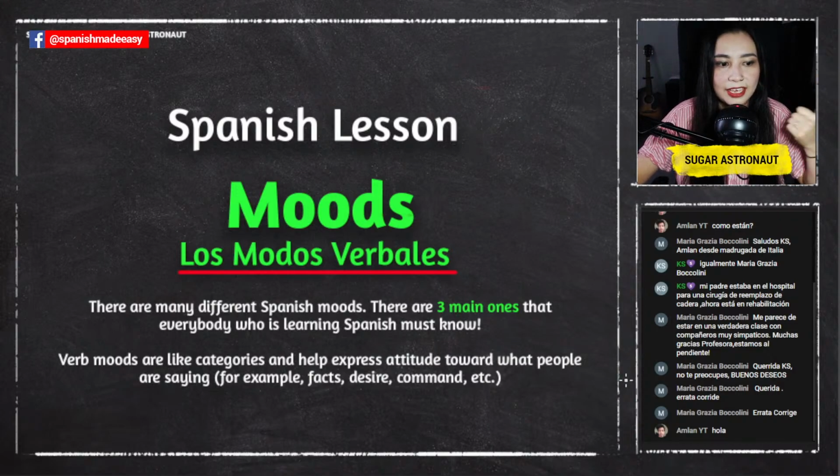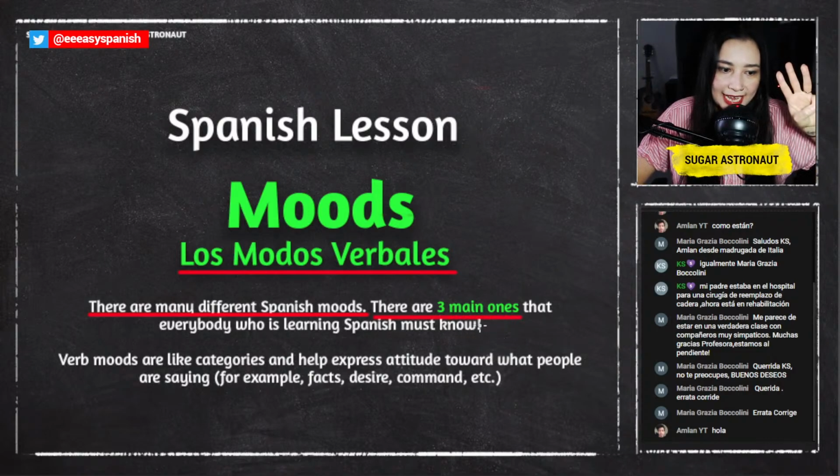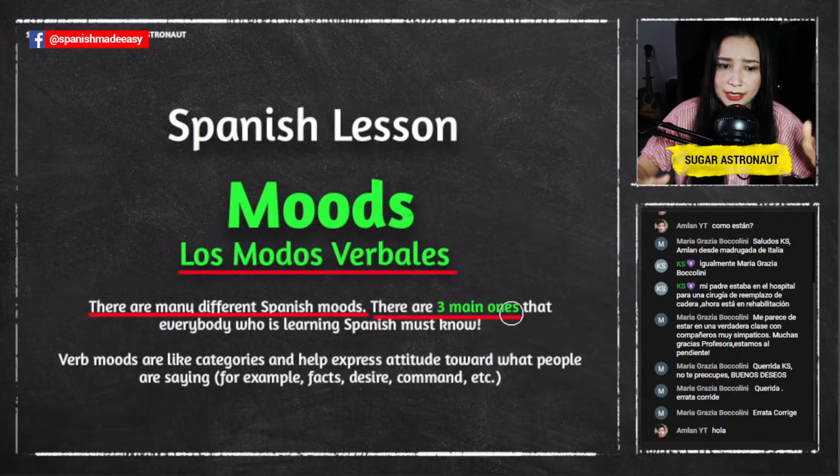Okay? So today we're going to talk about three main ones, the most important ones. And of course, there are many different Spanish moods. There are a few more, I believe so. But today we're going to talk about three main ones. If you're learning Spanish, you must know them because they're very important. In English, you also have verb moods. They're pretty much the same ones, but in Spanish, they work a little differently, okay?